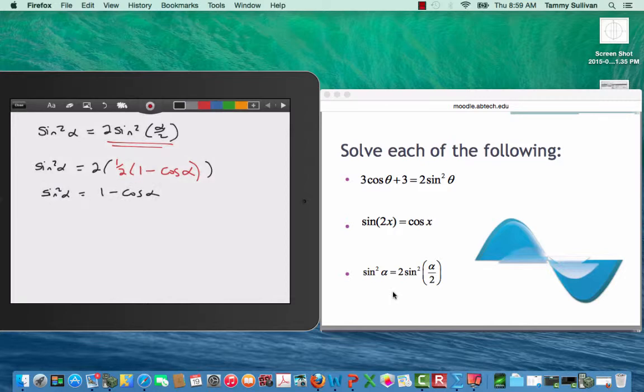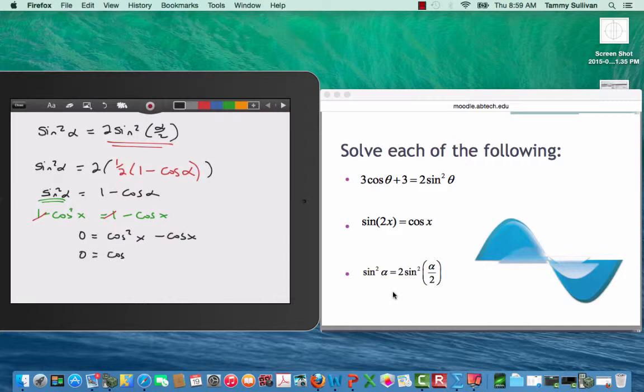So now I've got a new problem. I've got a sine squared and a cosine, so I can use the Pythagorean identity there and replace that with cosine squared alpha. And now I'm going to set this equal to 0. So I'm going to bring the cosine squared over. The ones just cancel. And now I'm going to factor.